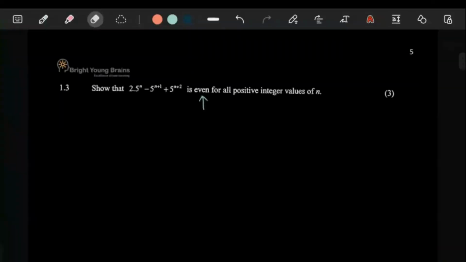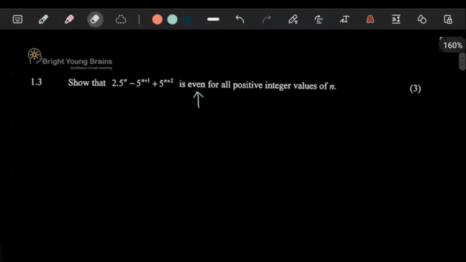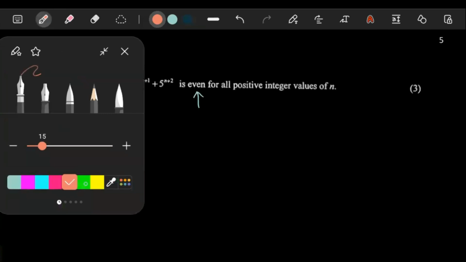Okay, so with question 1.3, it says here, show that 2 times 5 to the power of n minus 5 to the power of n plus 1 plus 5n plus 2 is even for all positive integer values of n. So fortunately, this is really not a difficult question. Fortunately, it's out of 3 also.